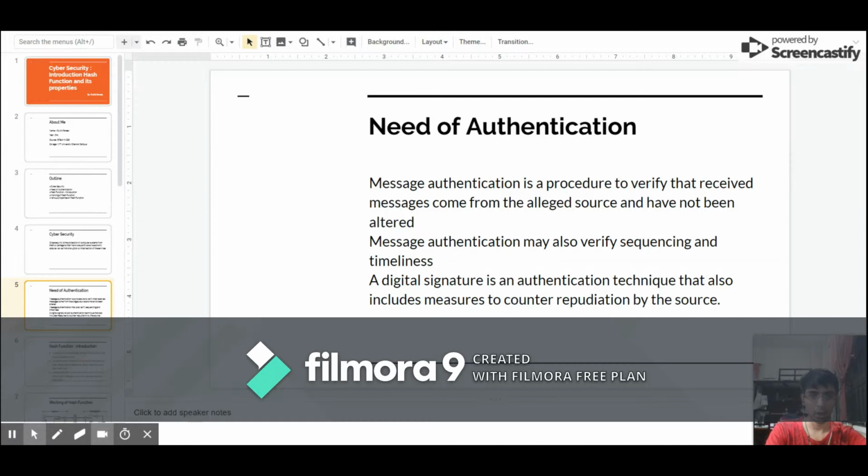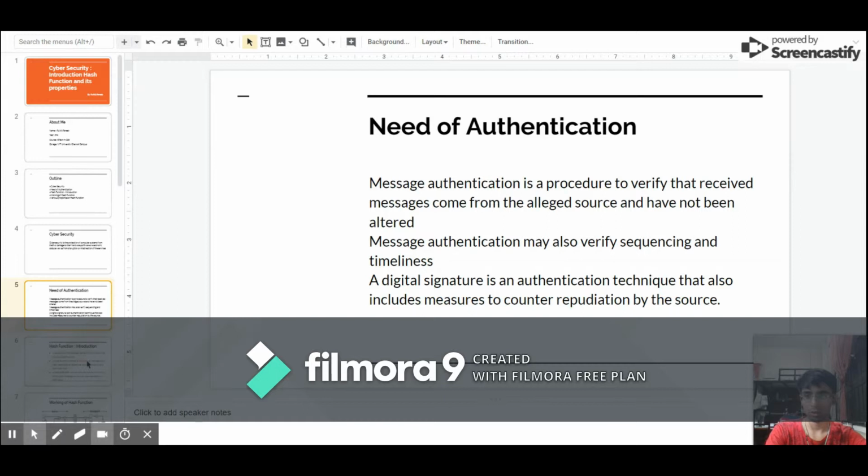Message authentication may also verify sequencing and timeliness, and a digital signature is an authentication technique that also includes measures to counter repudiation by the source. So the need of authentication is like in this Ram and Sham example. This is the basic need of authentication.